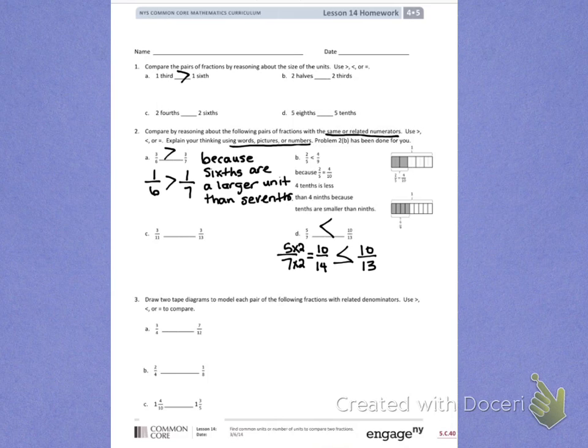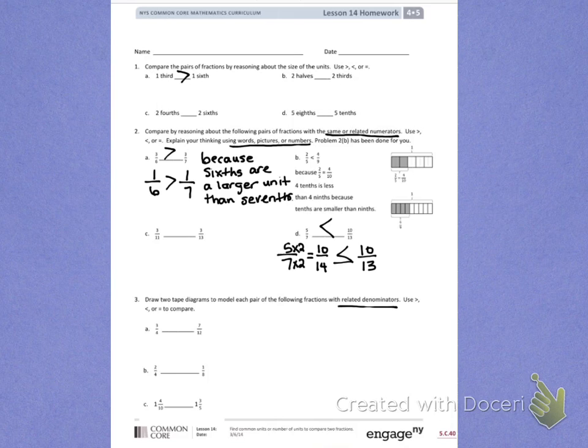Problem number 3. Draw 2 tape diagrams to model each pair of the following fractions with related denominators. Use greater than, less than, or equal to. Compare. I'm going to look at letter B. We're talking about 2/4 compared to 1/8. They wanted us to use related denominators on this one instead of numerators like they did in problem number 2.